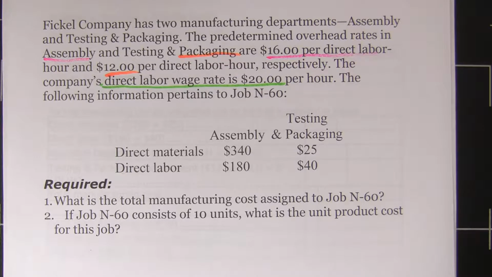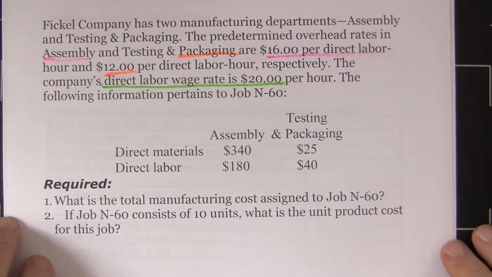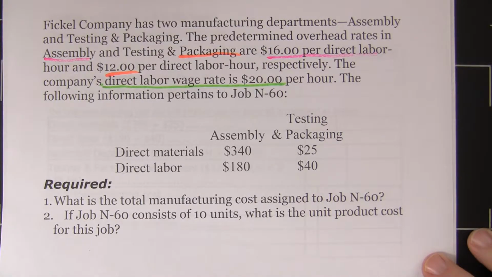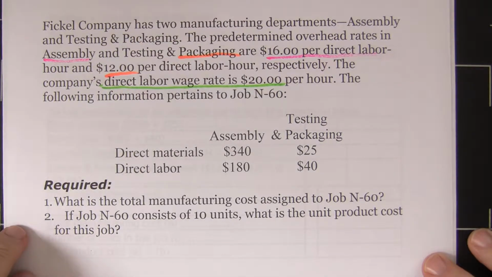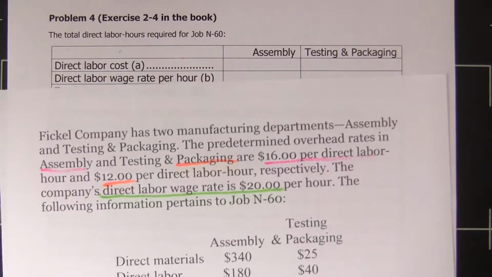So now that we have that information, now we can go about answering the question, what are the total costs assigned to this job, N60? And then it says, if the job includes 10 pieces, what's the cost of each piece, each individual unit? So, not so tough. We can do this one. Okay, so let's fill in what we know.